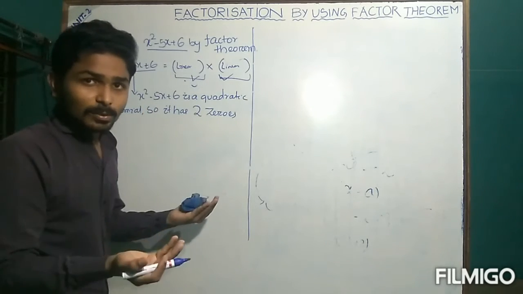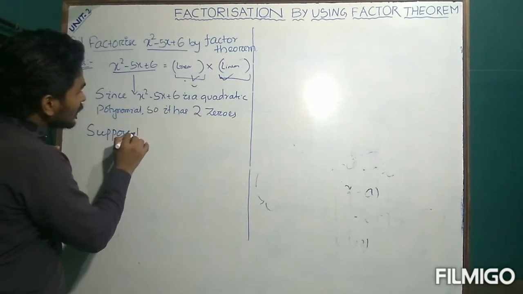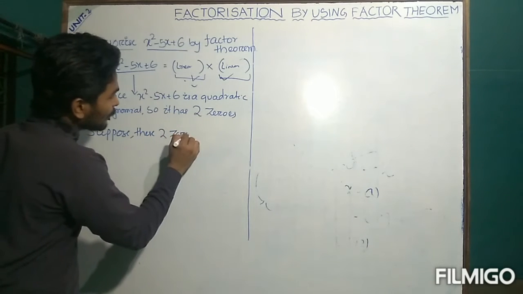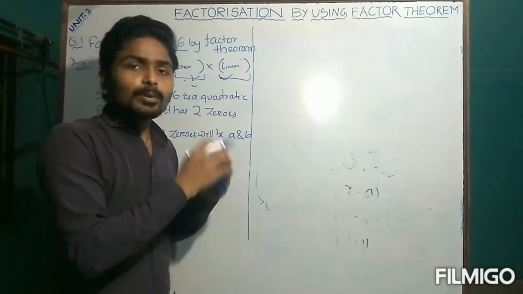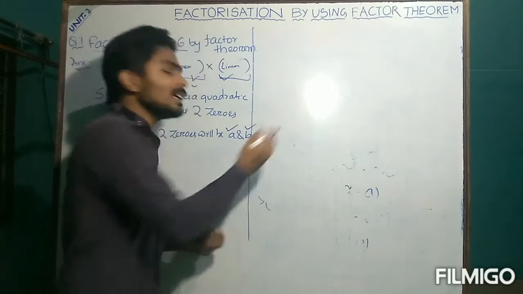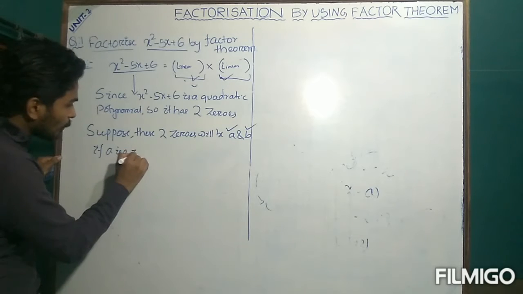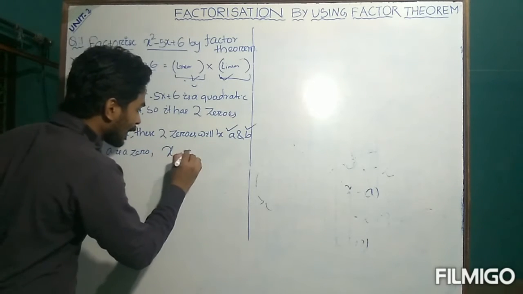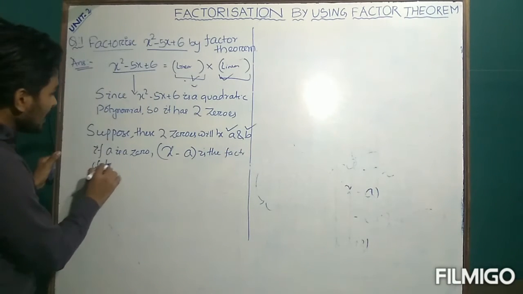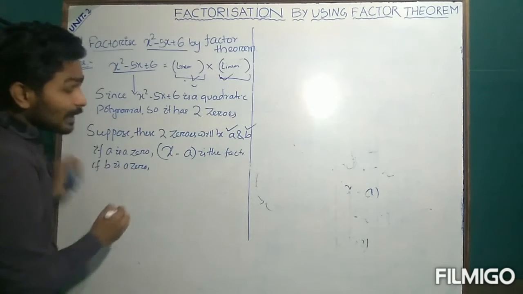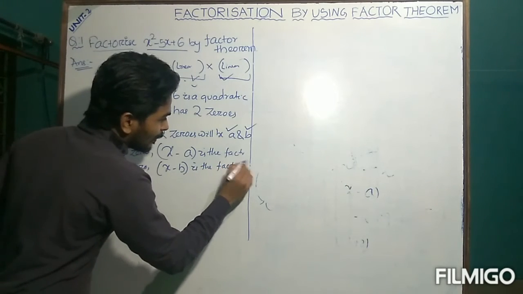Suppose we do not know the value of the zeros. Suppose the 2 zeros be A and B. We don't know the exact value of A and B. We know if A is a root or zero, then the factor is x minus A. And if B is a zero, then what will be the factor? x minus B will be the factor. Okay, now it is clear.